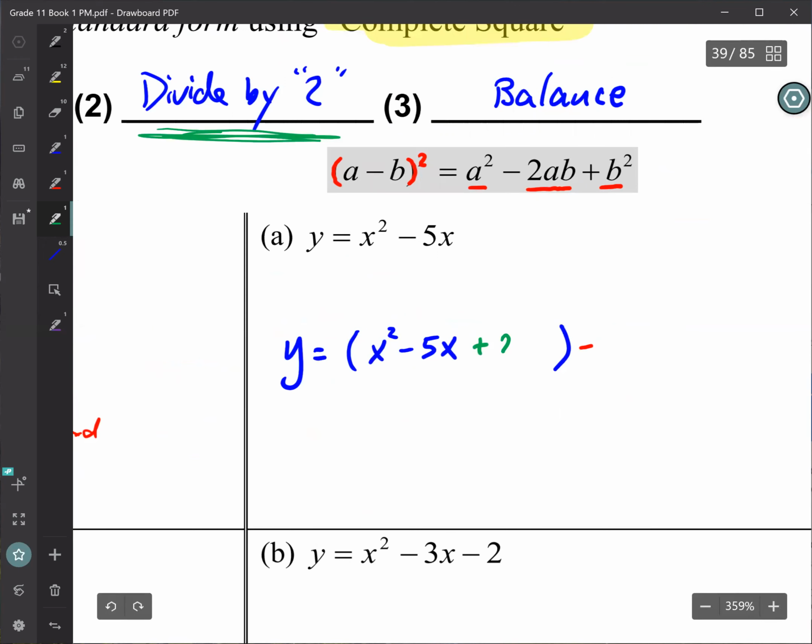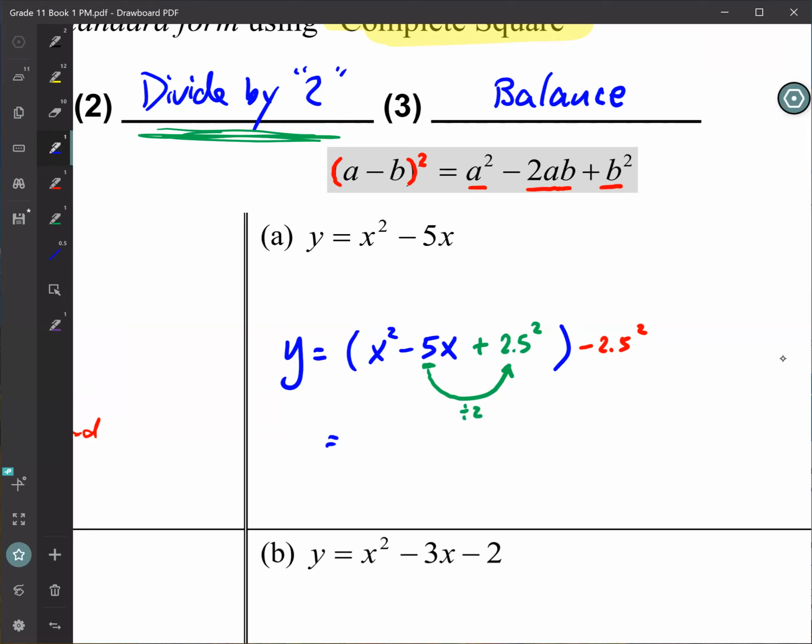Plus 2.5 squared. Okay, you don't worry about plus or minus because when you square, it's going to be positive anyway. So just take the 5 and then divide it by 2. That's how you get the number 2.5. And then to balance. Jenny, how do you balance? It should be the same as the green number, so it's 2.5 squared, right? Yep, very good.